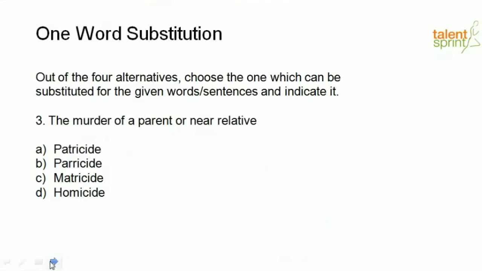The murder of a parent or near relative, right? The murder of a parent or near relative. Our options are patricide, parricide, matricide, and homicide. 4 options. Now quickly, you must be familiar with some of these words, right? Just to quickly put it down.